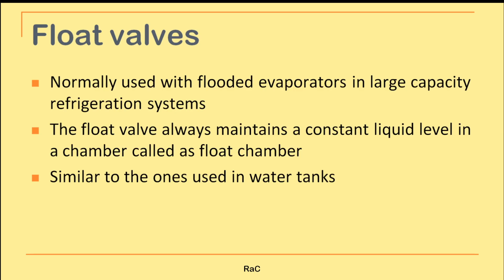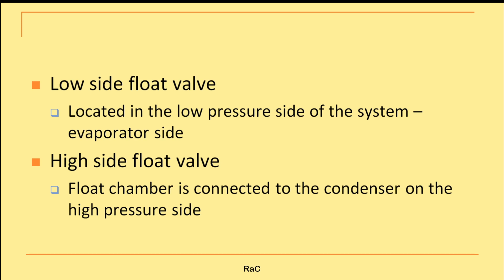Now coming to the third type of valve under variable restriction type, that is the float valve. It is normally used with flooded evaporators, which we are going to learn in the next session, the types of evaporators. So for flooded evaporators, we have to use a float valve. The important function of the float valve is maintaining a constant liquid level in a chamber known as the float chamber. There are two types of float valves. The low side float valve is usually connected to the evaporator side, and the high side float valve is usually connected to the condenser side.